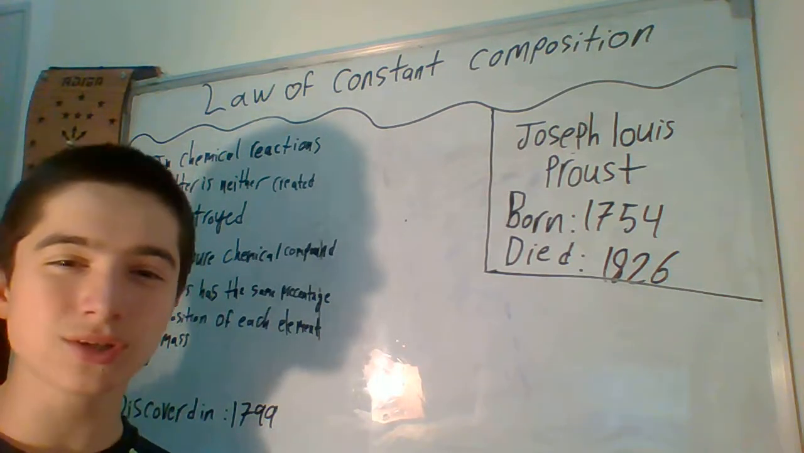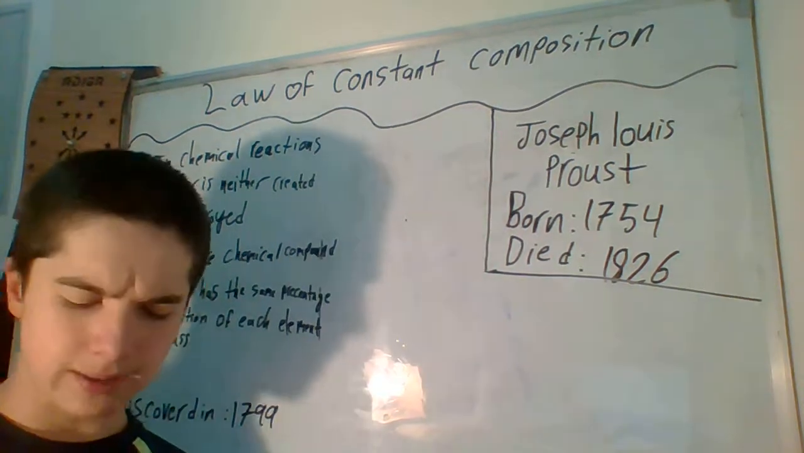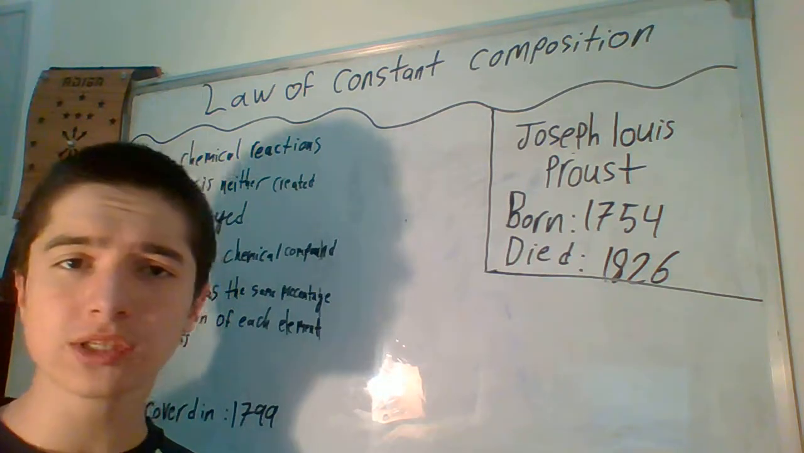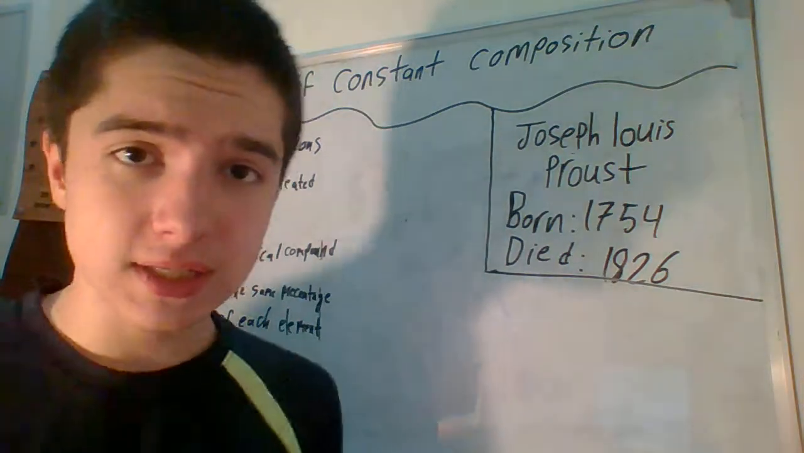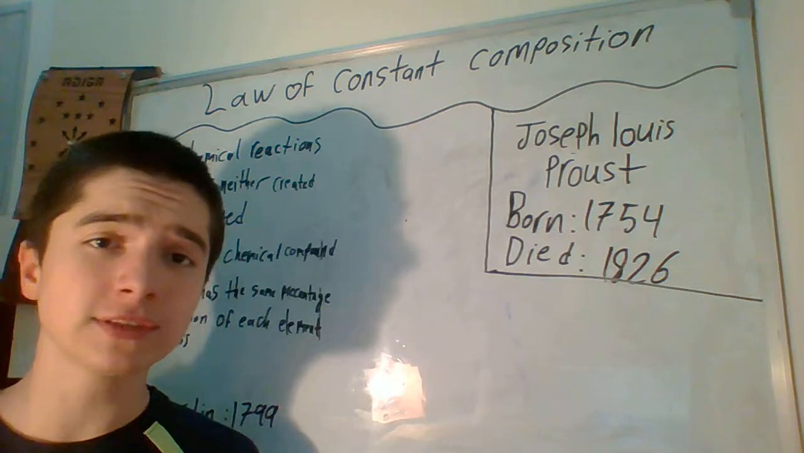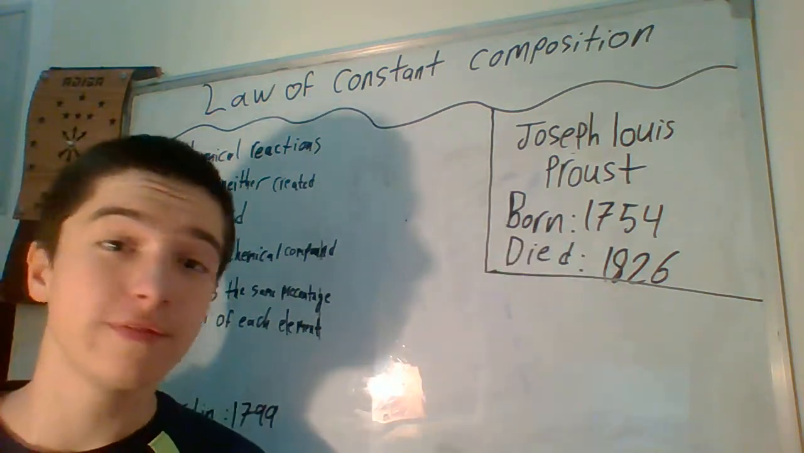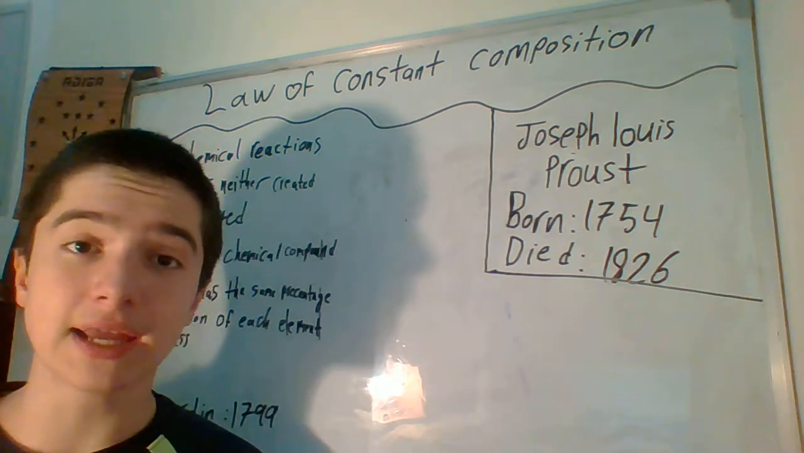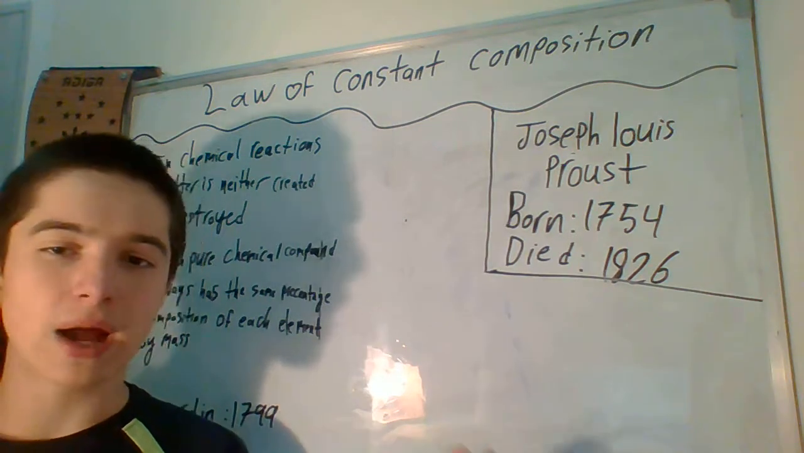Hi! In this lesson, I'm going to talk about the law of constant composition. Who's the chemist that discovered that law? Well, it was the French chemist Joseph Louis Proust. When did he discover it? He discovered it in 1799 and he was born in 1754. But when did he die? He died in 1826. Okay, that's now half of the lesson.